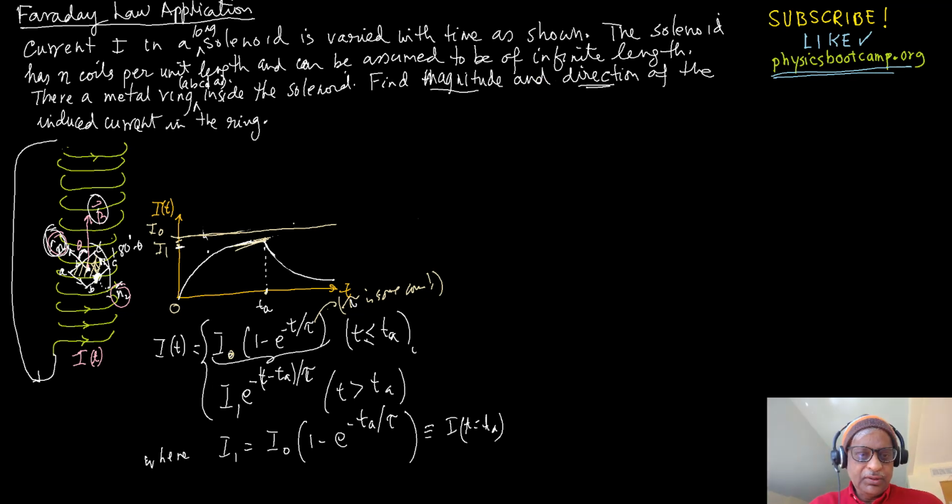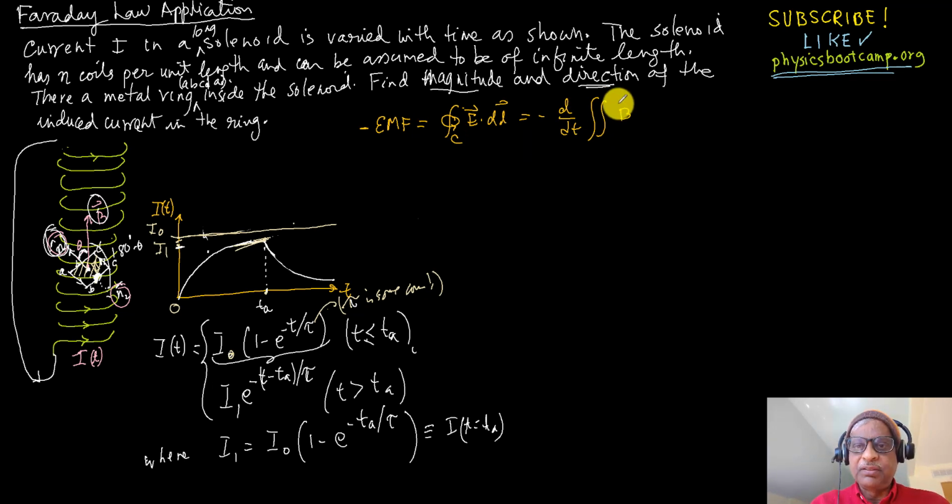Okay, so let's see how I do it. Faraday's law, remember, is EMF, minus EMF is equal to the integral of E dot dl, picking a direction in this loop in space, is equal to minus d by dt of this expression over the area of the loop I pick, over the surface, B dot n hat dA.